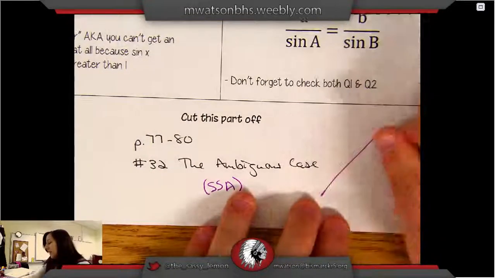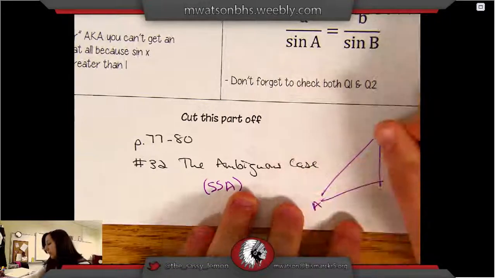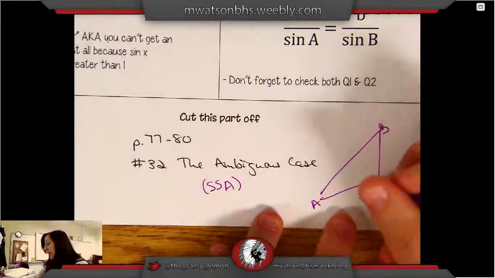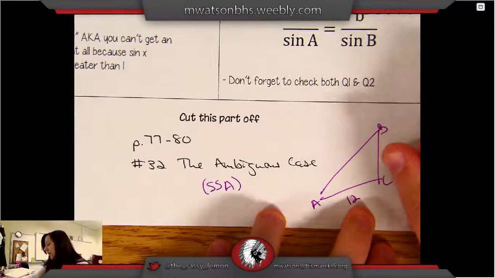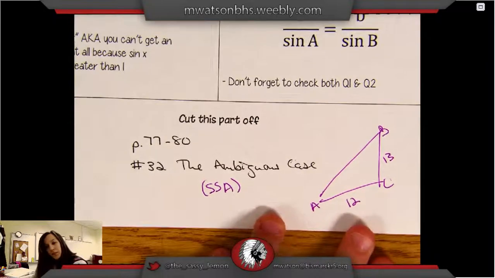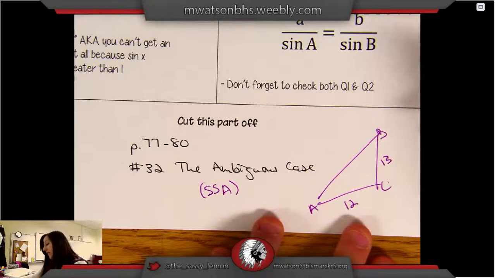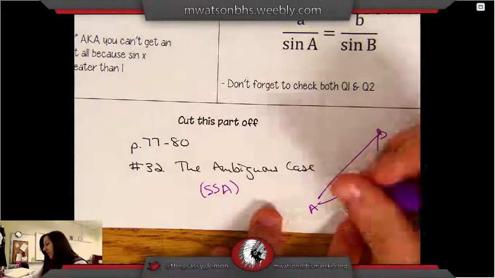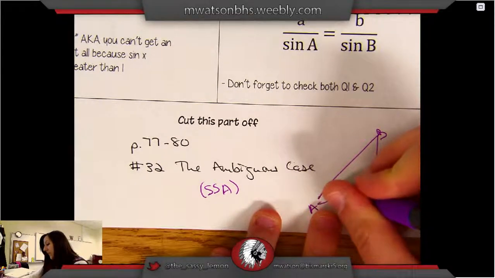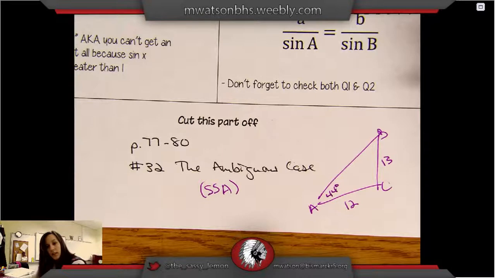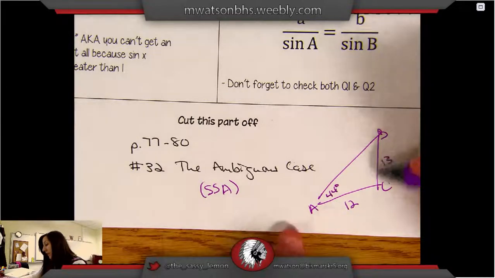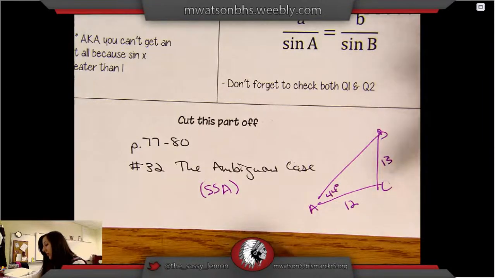Like, say you're given a triangle, ABC, and you're given these side lengths and an angle over here, 44 degrees. Well, then what? What do you do? Well, you can't find these angles, so that's what we're going to learn today.